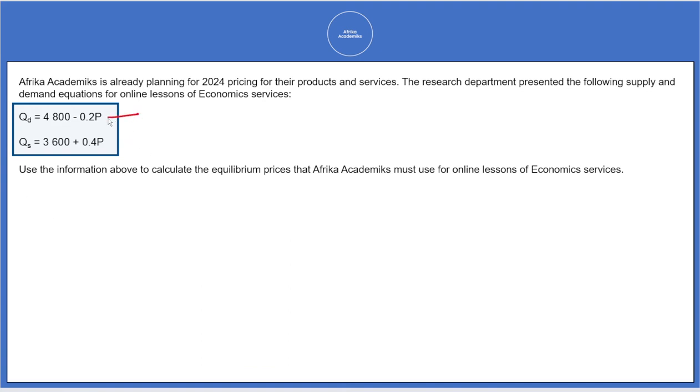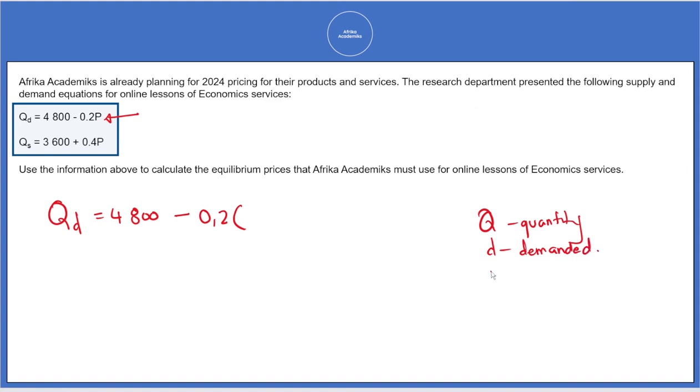Okay, for example, let's take this equation here. Okay, so it's written QD. So QD simply means quantity demanded. The D means demanded, right? Q means quantity. Okay, so you'll say 4,800 minus 0.2 P. So P simply means price. Okay, so let me just write here. This is quantity, and then D means demanded, and then P means price. Okay, so in place of price, you'll choose any price, right?